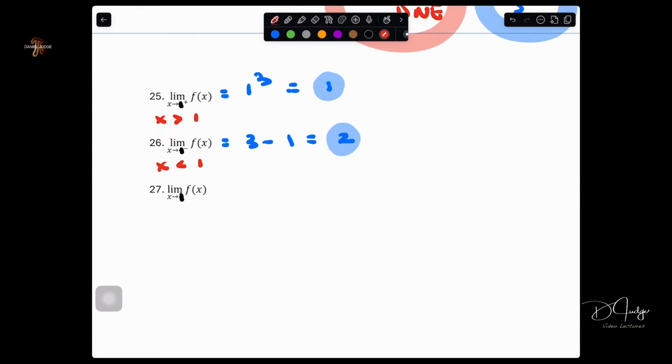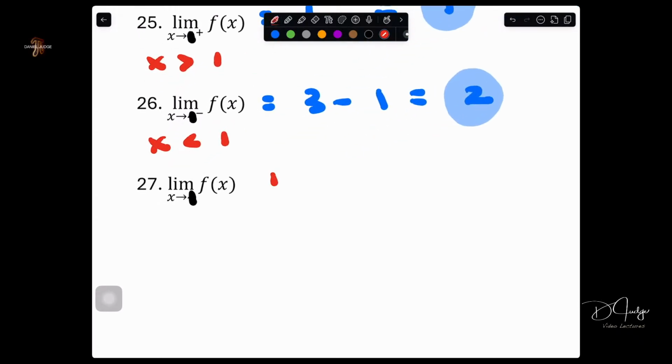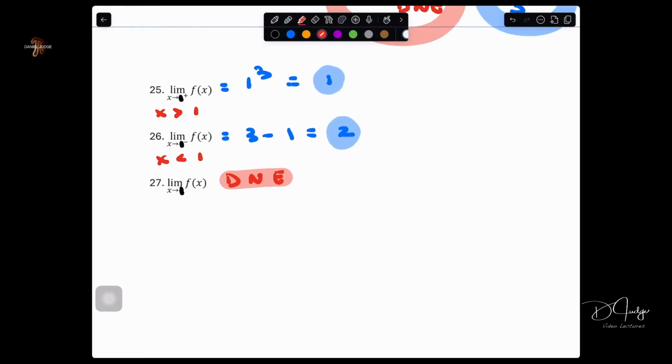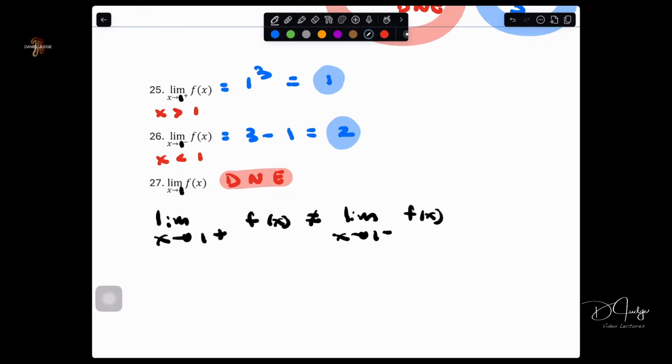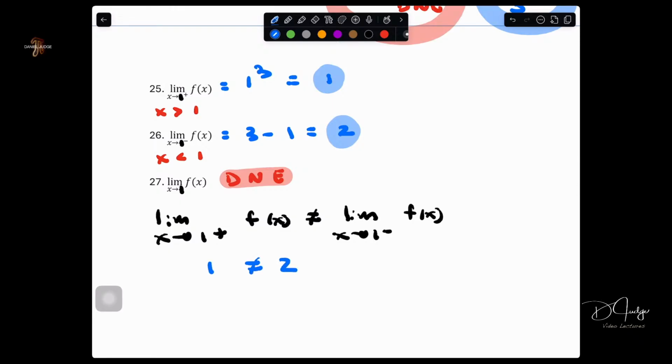again, the limit as x goes to 1 does not exist because these two limits are different. If you wanted to see the notation, the limit as x goes to 1 from the right of the function is not the same as the limit as x goes to 1 of that function. These are not the same because 1 is not the same as the value 2.